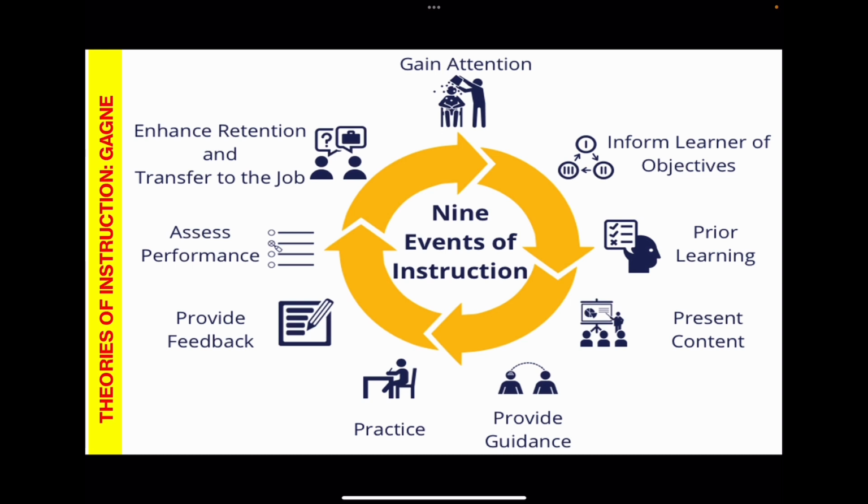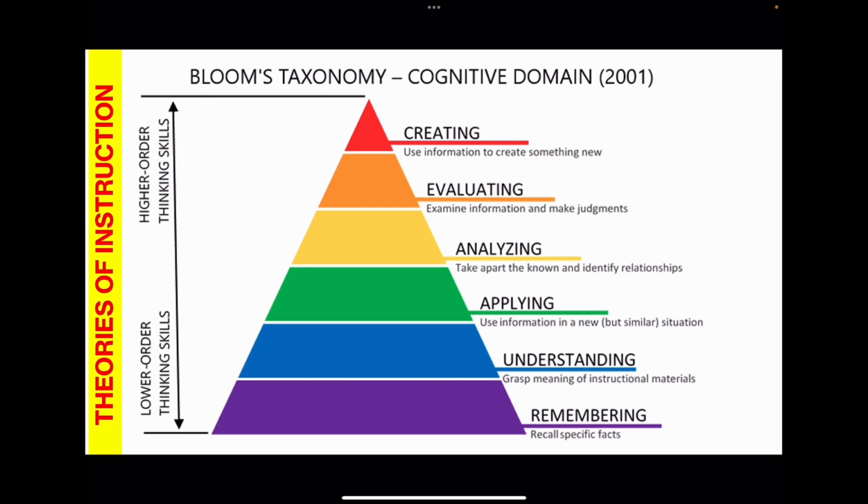With the issue of theories of instruction, again, we can get insight from Gagne's 9 events of instruction, which talked about the fact that we must gain attention of the learner, inform the learner of the objectives, tap on their prior learning and their present content so that you can provide guidance on how they can practice. When they practice, you have to provide feedback to them that will help them assess their performance and then enhance retention or transfer what they have learned to the job. And that can continue again and again depending on the purpose why learning is being undertaken.